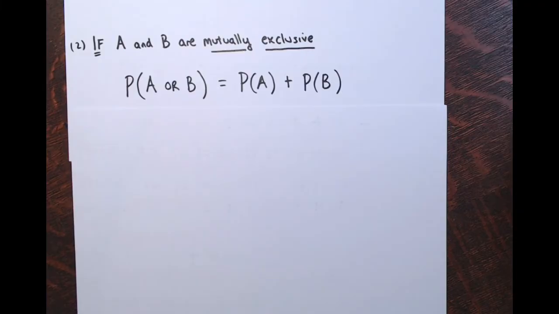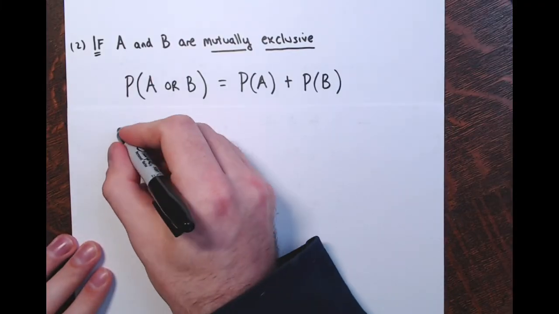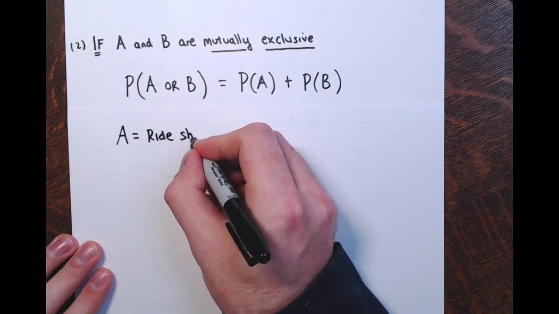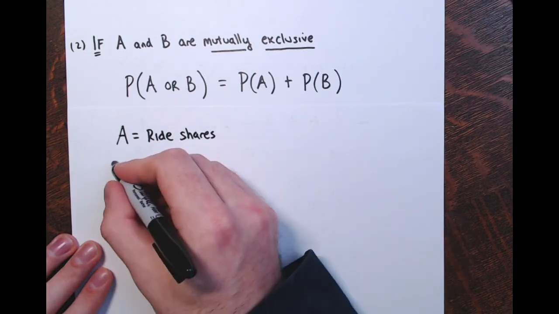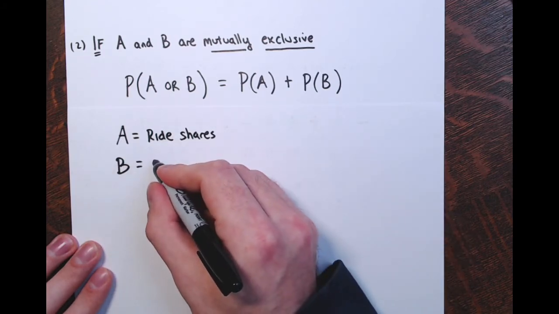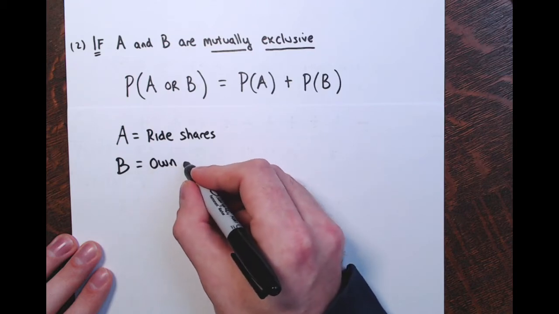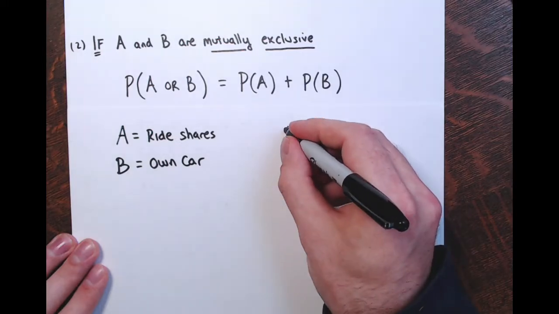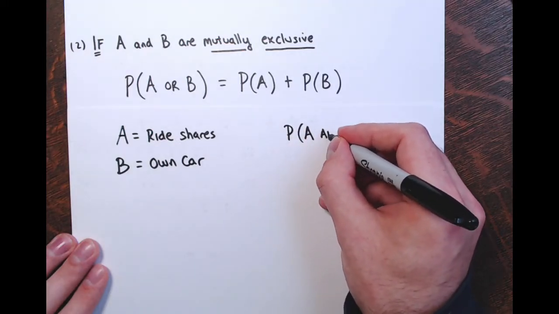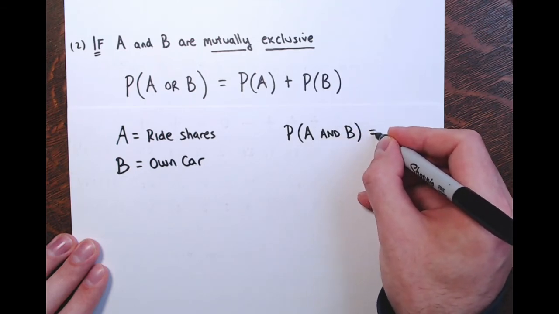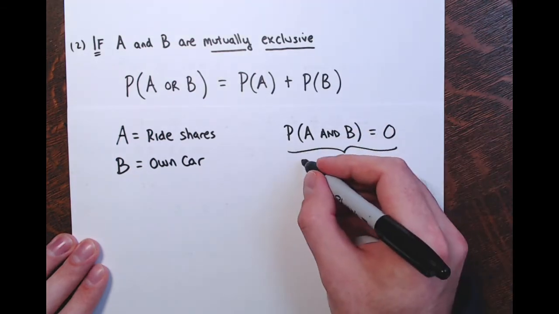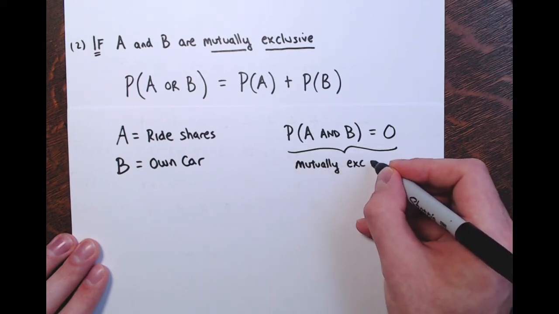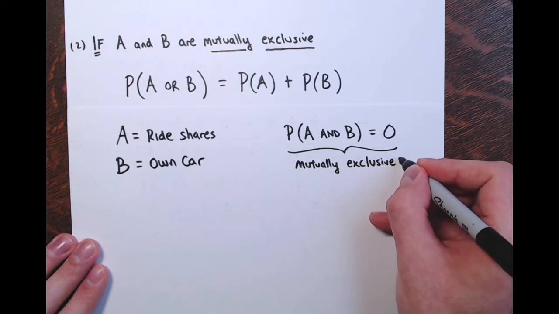Let me go back to the paper here and show you if I wrote this out with letters. So I'll say event A is Randy ride shares to work, and event B is he drives his own car. I'll just write own car. And we know that the probability of A and B happening at the same time is 0. Remember, this is what it meant to say that A and B were mutually exclusive. It's impossible for both of them to happen at the same time.